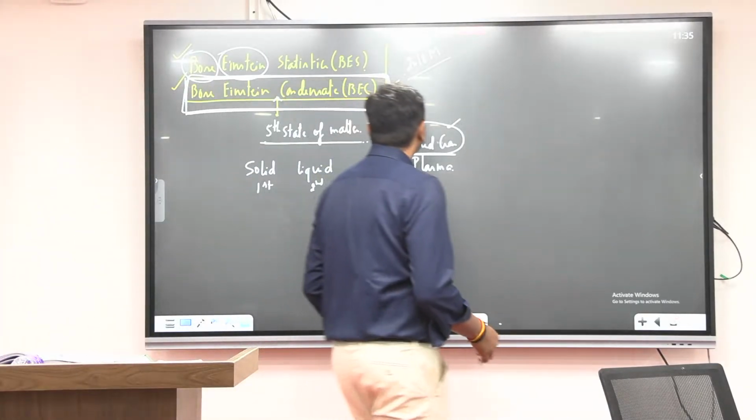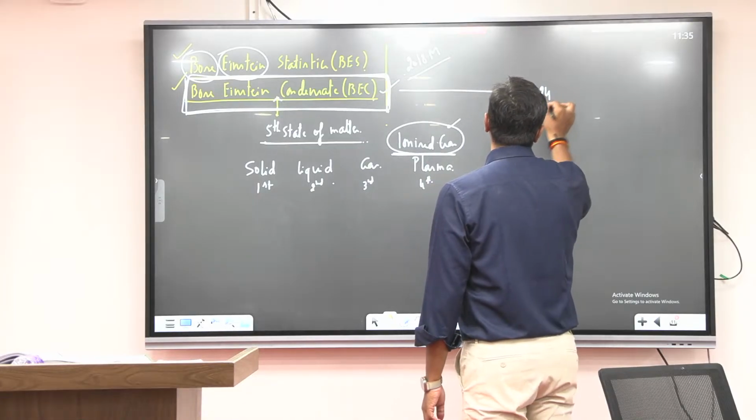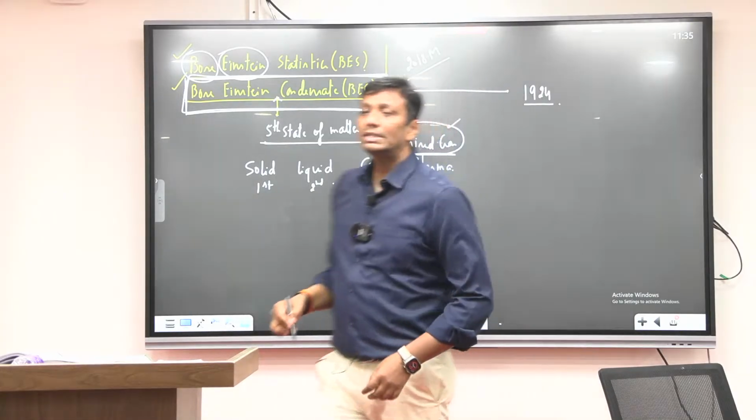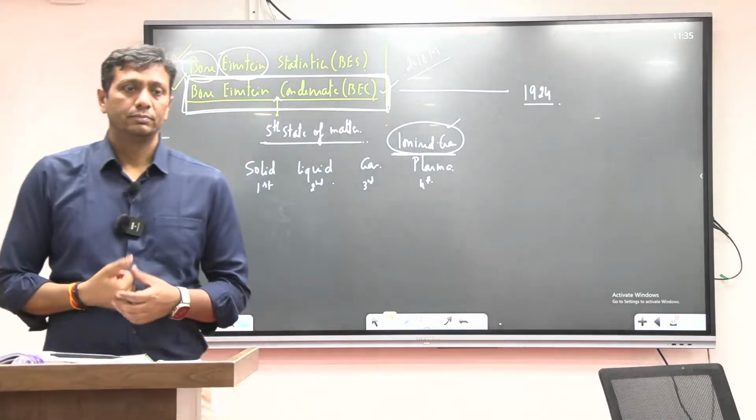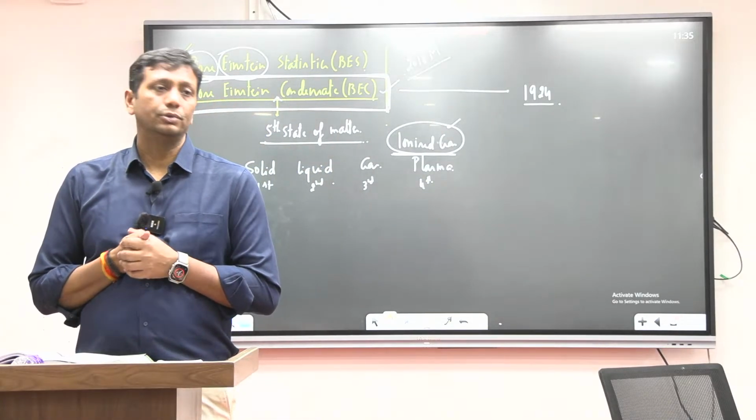What is the Bose-Einstein condensate? The concept of Bose-Einstein condensate was given in 1924. So the concept of Bose-Einstein condensate was given in 1924.